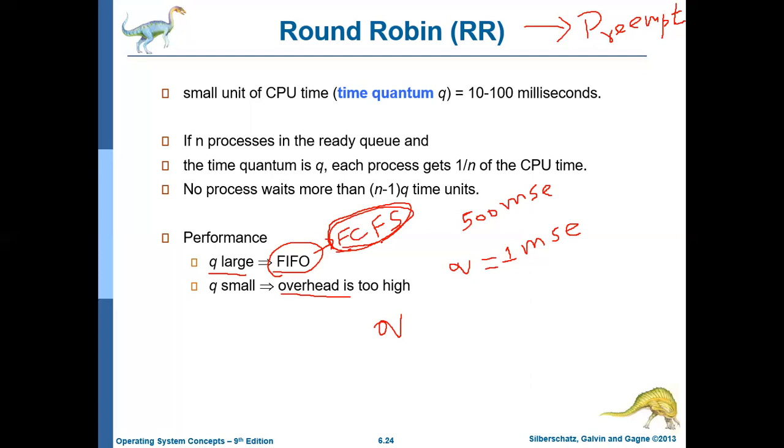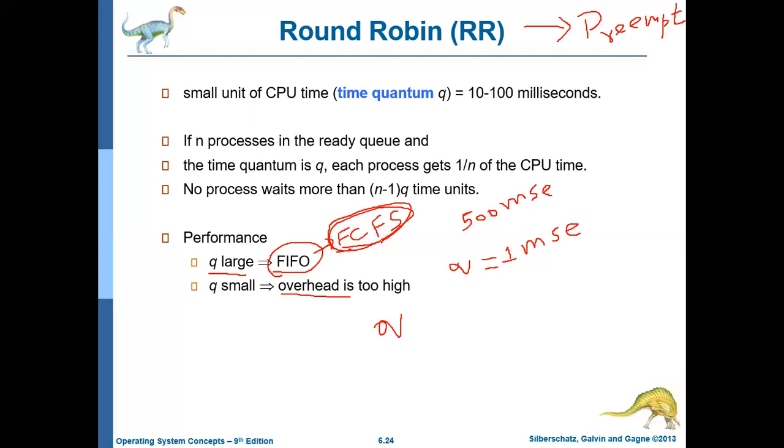Round robin also follows the same order. But the only difference is FCFS is a non-preemptive algorithm and round robin is a preemptive scheduling algorithm. So we can define the round robin algorithm in this way also: round robin is a preemptive version of the FCFS scheduling algorithm.